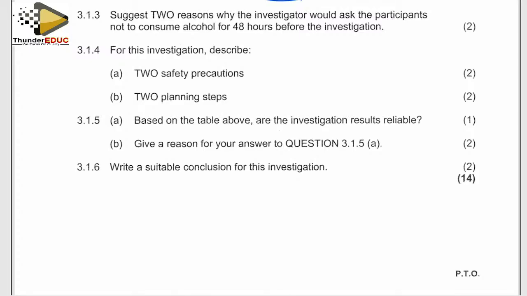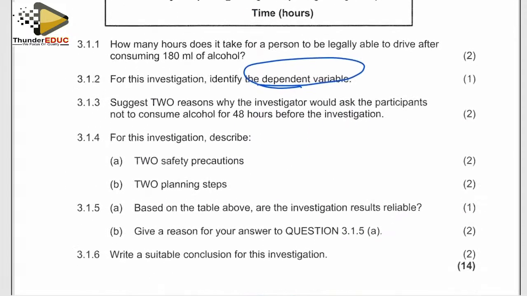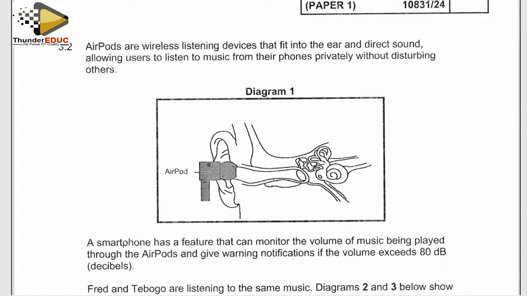A suitable conclusion for that: if you see here, the higher the amount of alcohol you take, the longer the time it is going to take to recover. You understand? So this one took how many hours? 6 or 7 hours. And this one took 5 hours. So the higher the amount of alcohol you take, the longer it's going to take you to recover to normal.